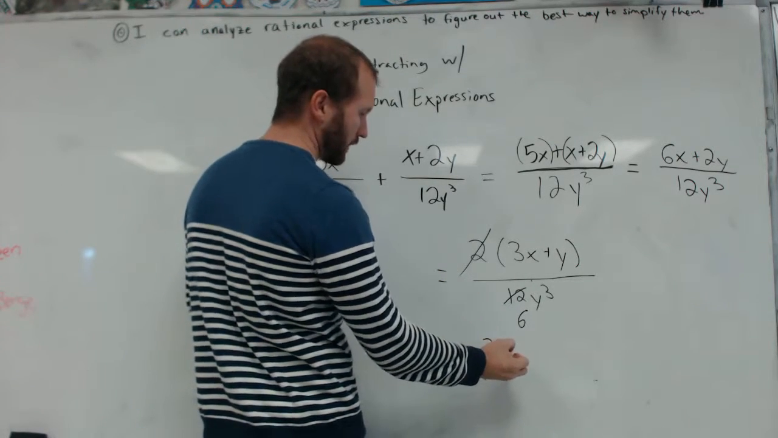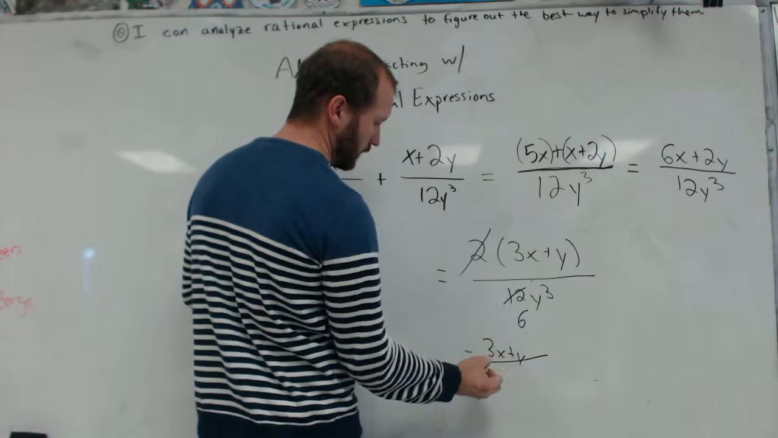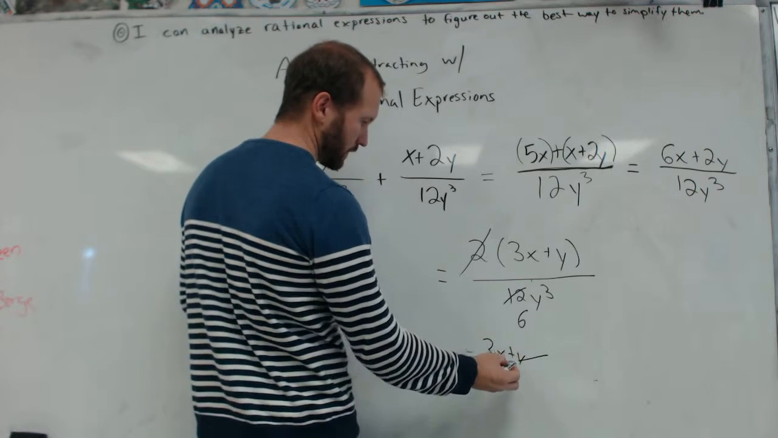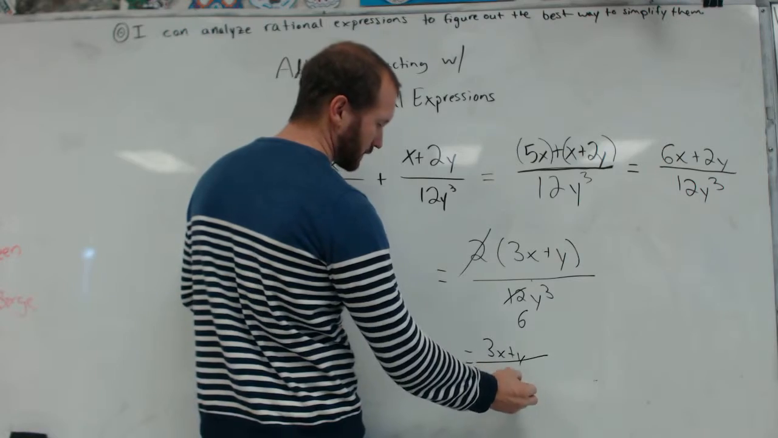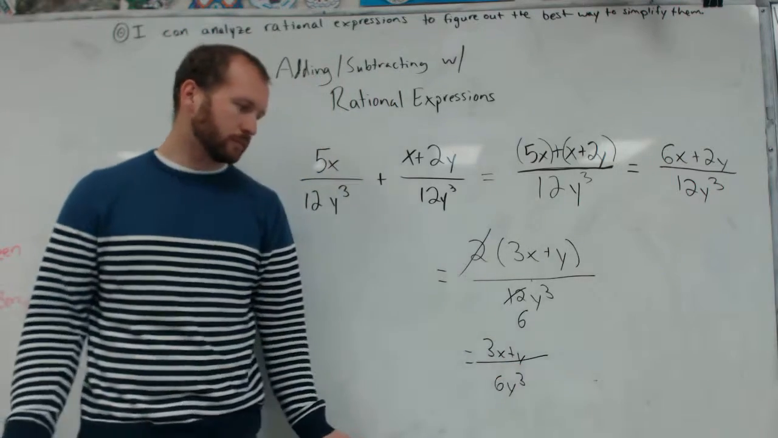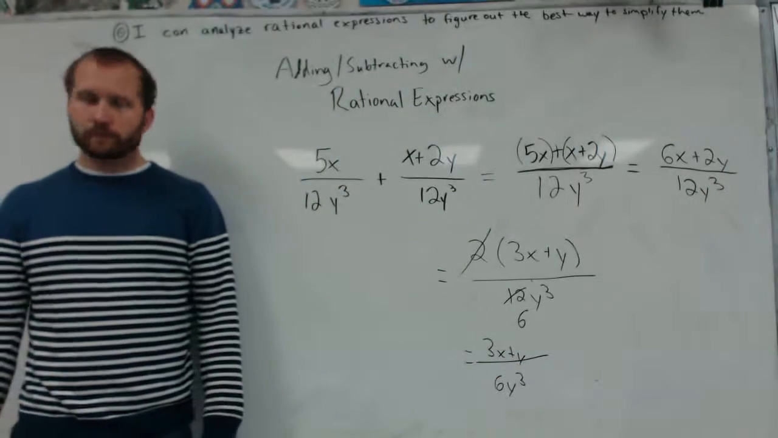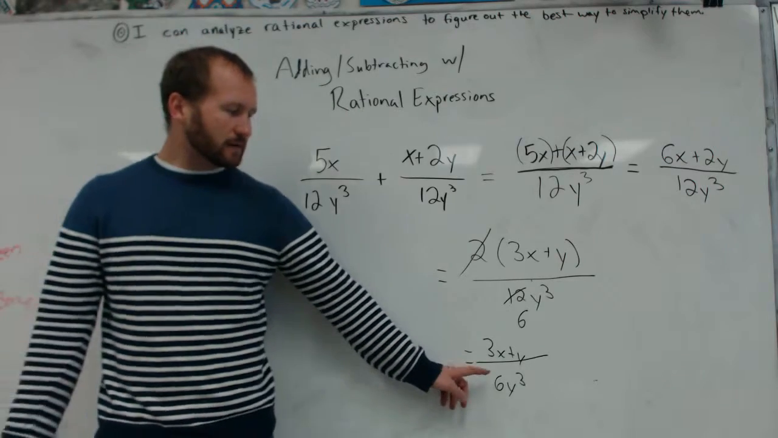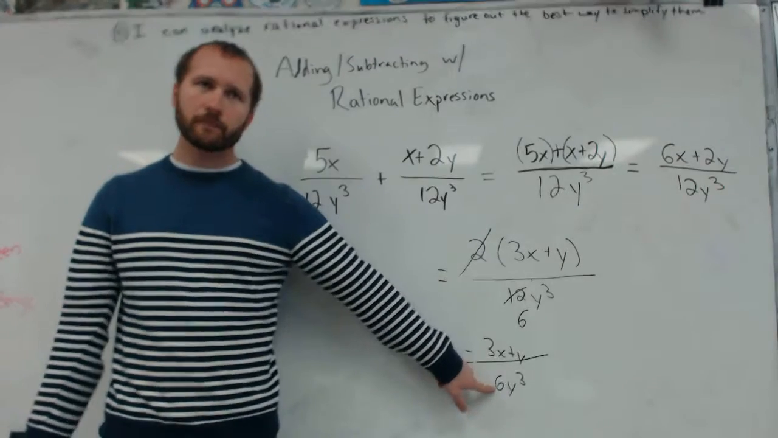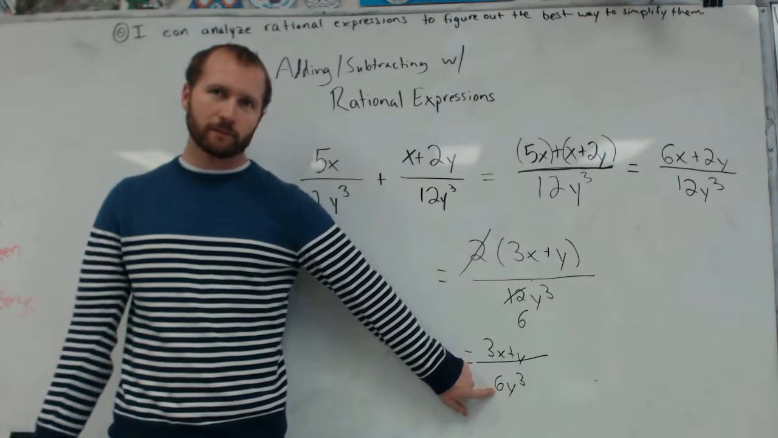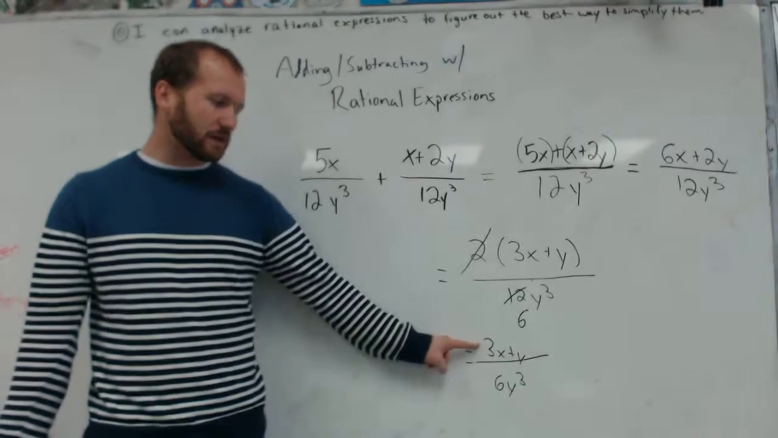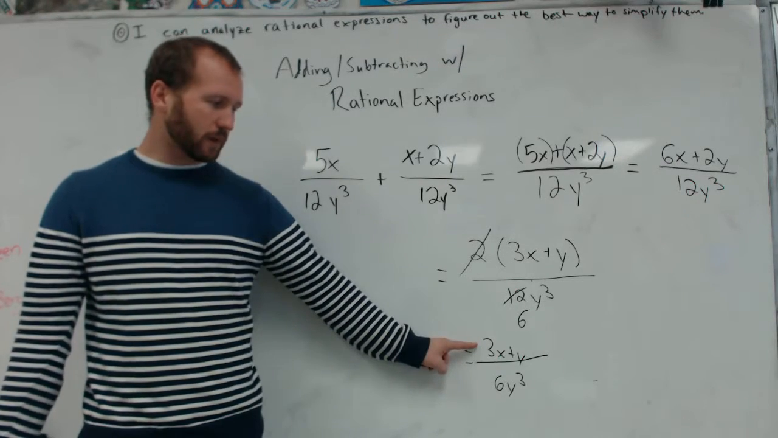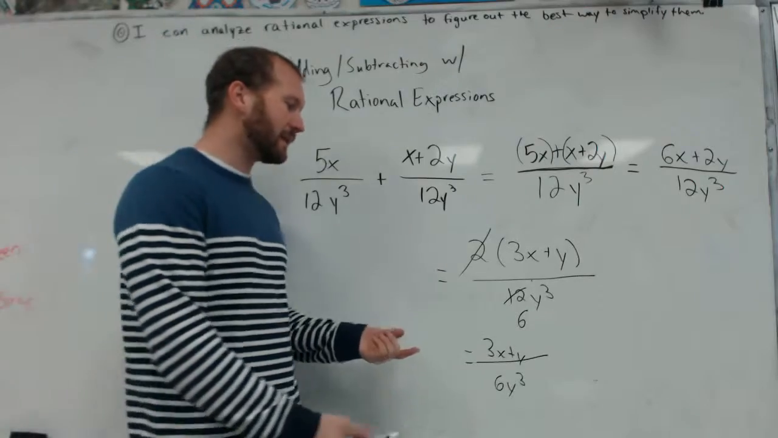And I end up with 3x plus y over 6y cubed. Can you cancel a y? Is y a factor of the bottom? Yes. Is y a factor of the top? No. Right? I can't think of anything.